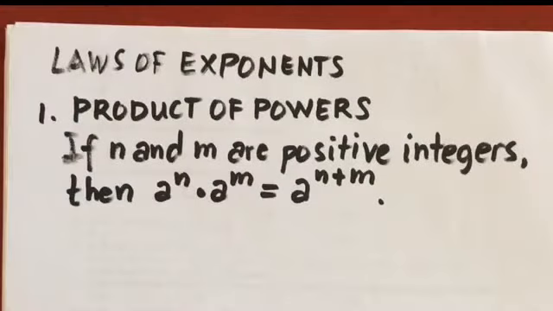Product of powers states that if n and m are positive integers, then a to the power of n times a to the power of m is equal to a to the power of n plus m. Okay, let's have some examples.